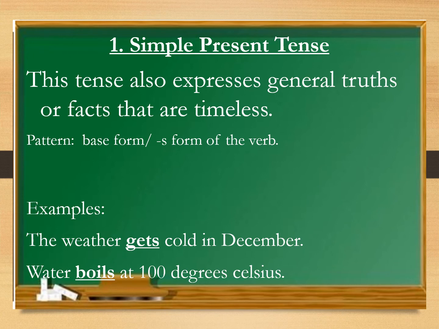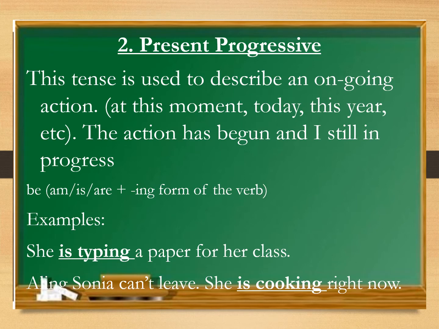This tense also expresses general truths or facts that are timeless. So, for the pattern, we have base form or S form of the verb. Examples: The weather gets cold in December. And water boils at 100 degrees Celsius.